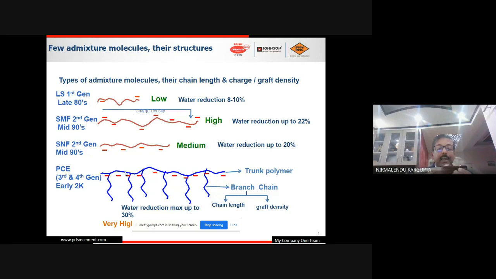These charges are lying in the trunk polymer. This is the shape of a PCE polymer. Now, what is the difference between third generation and fourth generation? Third generation means this PCE polymer will act in one direction.